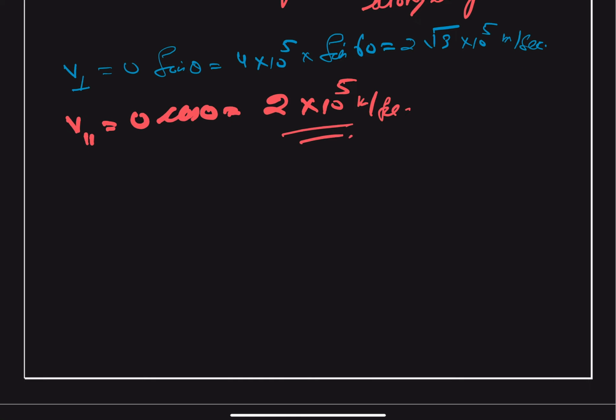So if we require, we can just draw it. Suppose this is a velocity making an angle of 60. Two components, we have this as V parallel and this will be V perpendicular.